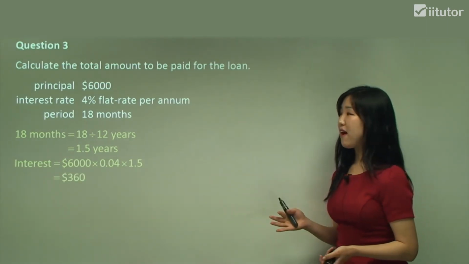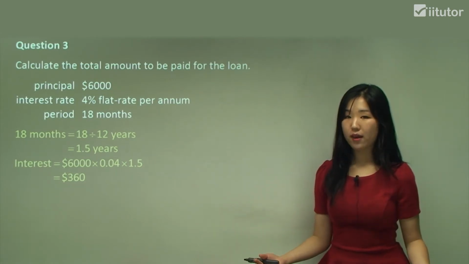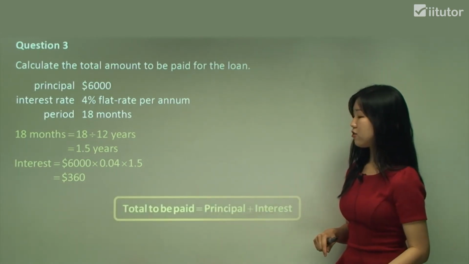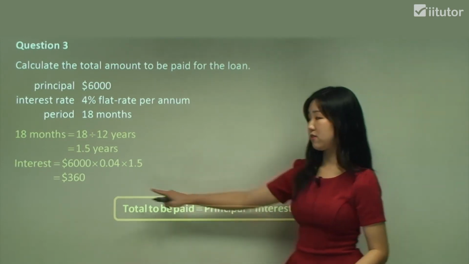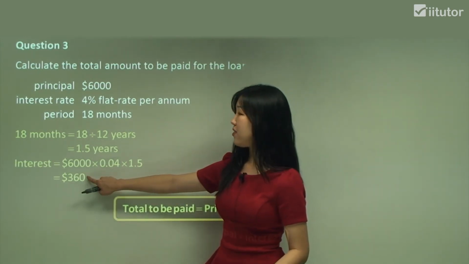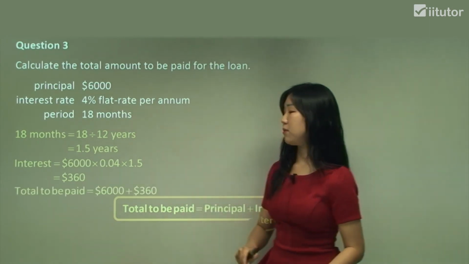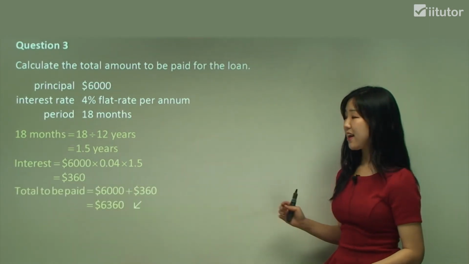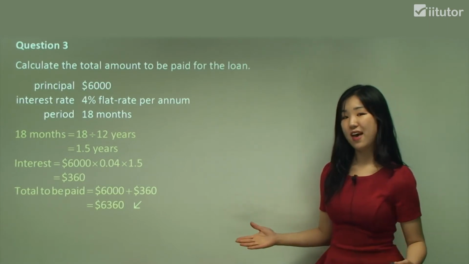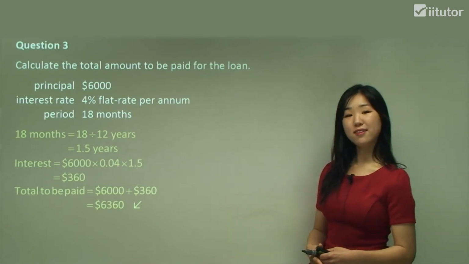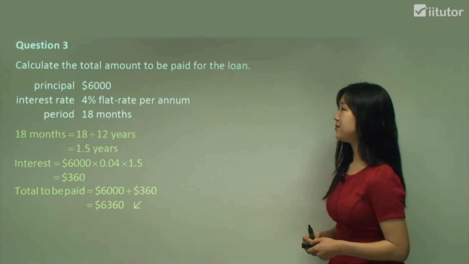Now, we have to find the total amount that we're owing. So it's going to be this one. Total to be paid is our principal plus the interest that we've just calculated over here. So we add the interest on top of the principal of $6,000 and calculate it. You should get something like this. That's how much we pay back altogether at the very end. Does that make sense? That's question 3.